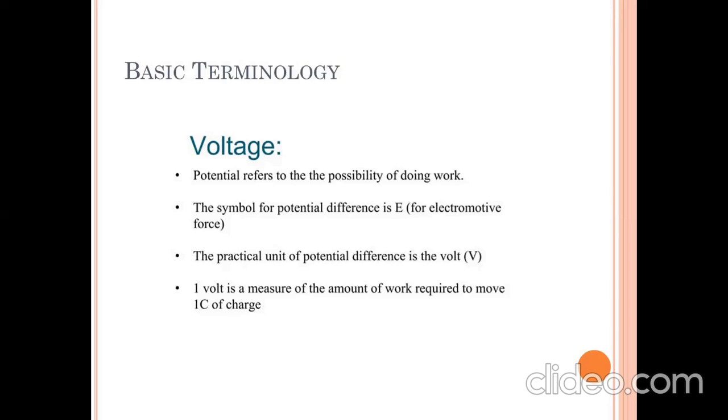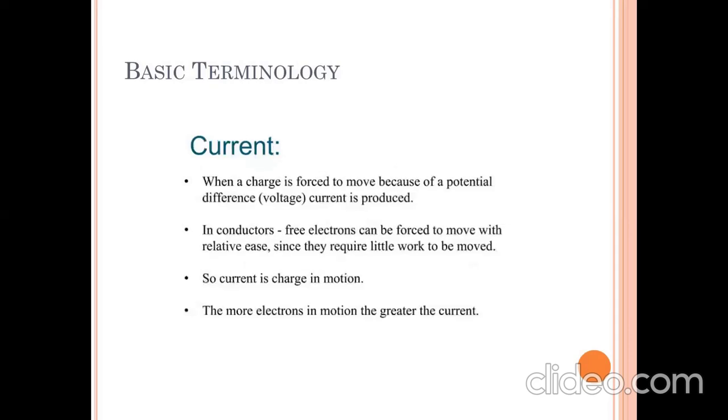So this is voltage. The second term is current. When a charge is forced to move because of the potential difference, the current is produced. Okay, so in conductors, free electrons can be forced to move with a relative ease since they require little work to be moved, because in conductors electrons can move freely because it conducts charge, as we see. So current is the charge in motion. The more electrons in motion, the greater will be the current, right?